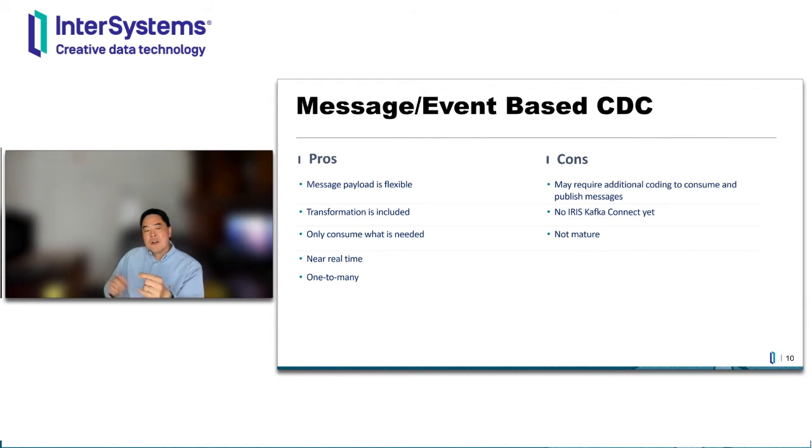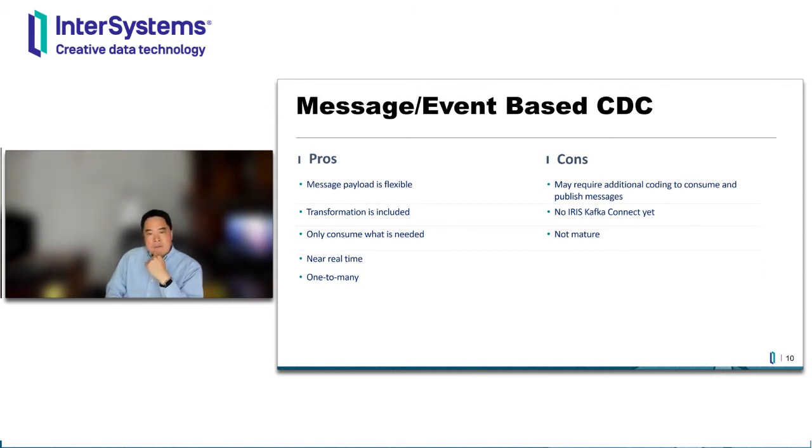And because of the nature of messaging, it's by design one-to-many, all right? The SQL-based CDC by design is one-to-one, although some vendors can give you one-to-many. But the messaging-based CDC by design is one-to-many. You just publish it, and then whoever subscribes can decide whether or not they want to consume that change or not. So only consume what is needed. And also, messaging-based CDC is near real time. Nowadays, the modern messaging bus is very responsive and very fast, so you get a near real time change data capture.